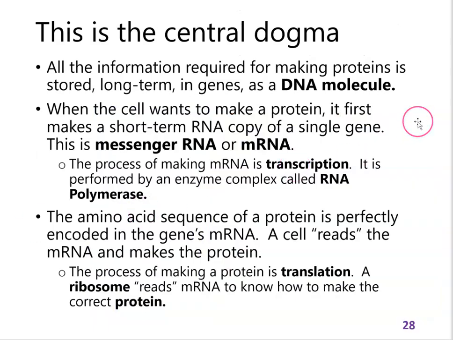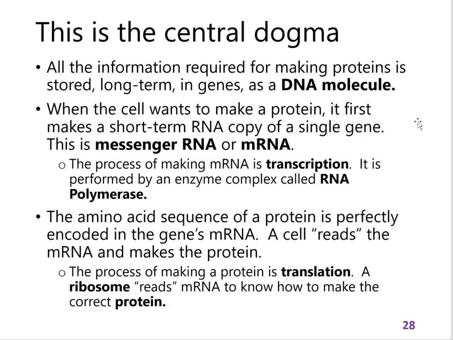So this is the central dogma at its most basic form. What you need to be able to do is tell me, why do these processes happen? Why do we store information in DNA? And I actually haven't told you that yet. I'm about to tell you. Why do we store information in DNA? Why do we have a bunch of proteins instead of a bunch of DNAs?